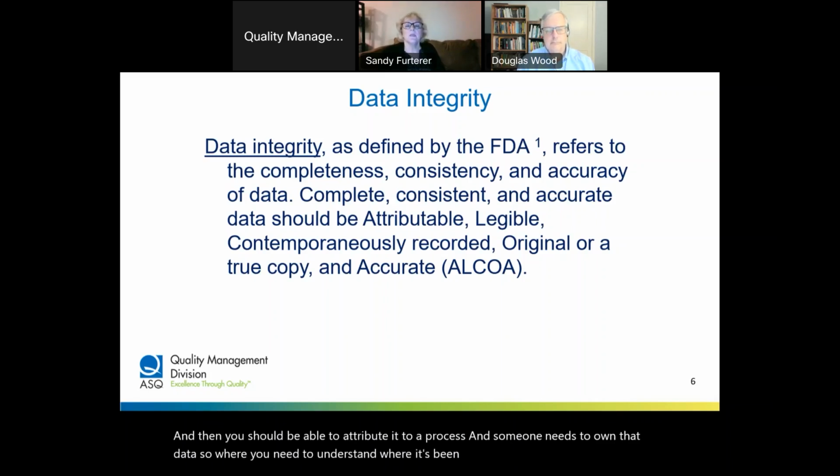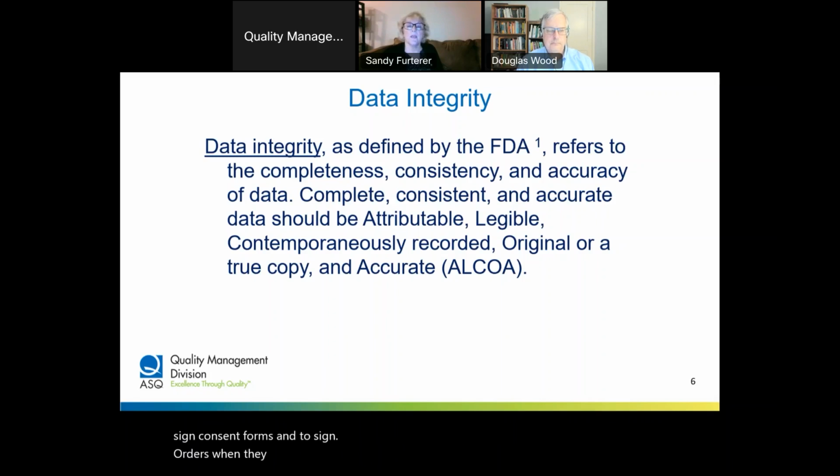You need it to be legible, and it needs to be recorded when it happens, contemporaneously recorded. Example of this, I know they had a big push when I was in healthcare, process improvement, on getting physicians to sign consent forms and to sign orders when they gave the orders or when the consents were created with the patient.